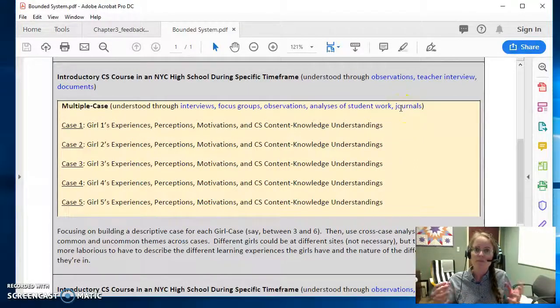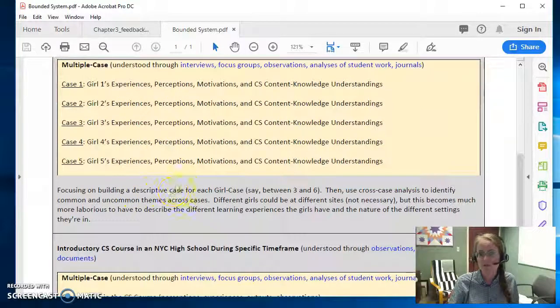So you might have several pages of information about each case, what you learn from them, about their motivations, what's their backstory, why are they in this class, what do they think about this class, are they going to disenroll from this class? So each girl will be her own case, and then you would build a descriptive case for each girl, and then you would use cross-case analysis to identify common and uncommon themes.